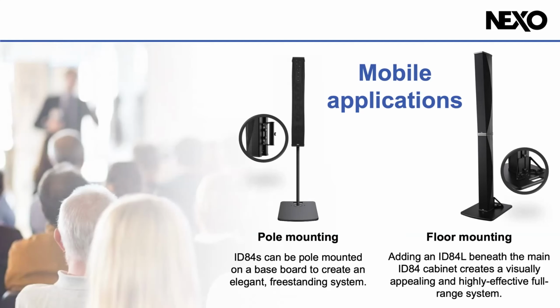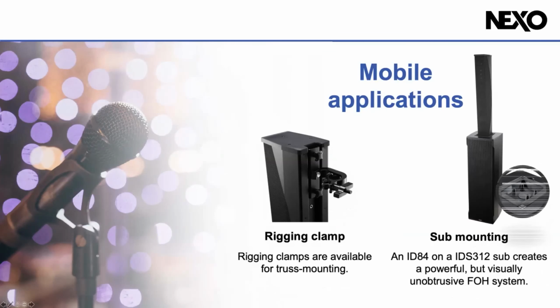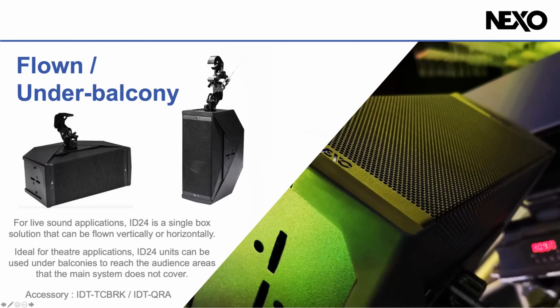Something too that I think Nexo's thought through a lot, and again, this is going to be pretty standard across the entire lineup of ID series, is a rigging clamp, so you're able to put that onto truss or something like that. Great for under balcony applications, right? You can see on the far left-hand side that it can mount directly to the under balcony by just removing the clamp on that bracket.